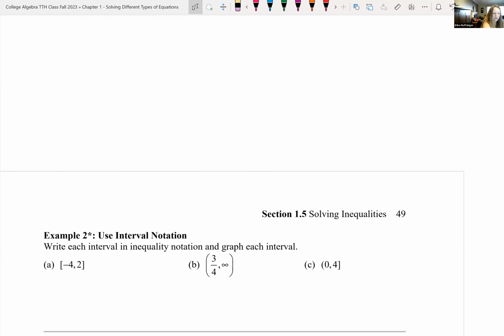Okay, close bracket tells us that we're including the end value of that inequality. And so we're including -4. So we have -4 is less than or equal to x, and then it's less than or equal to 2. 3/4 to infinity. So x has to be bigger than, but not including 3/4. So x is greater than 3/4. And then the last interval notation, we have 0. It's a parenthesis, so it's strictly less than x. And then we have a closed bracket on 4, so this is less than or equal to 4.